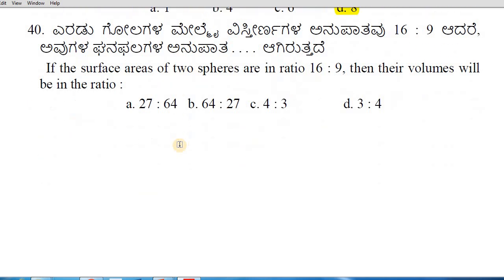So the last one. If the surface areas of 2 spheres are in the ratio 16:9, then their volumes will be in the ratio. So the ratio of areas is given, 16:9. By using this, find the R value. Next you find the volume of the spheres. So that gives the answer 64:27.